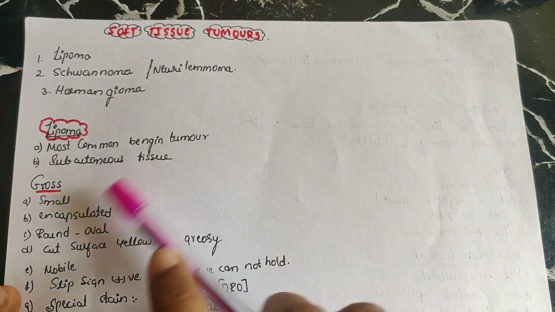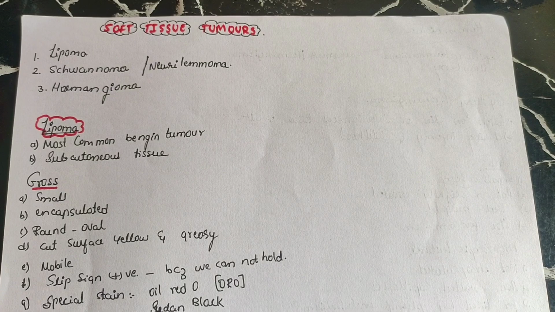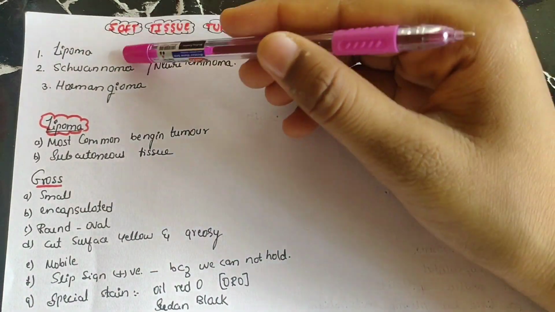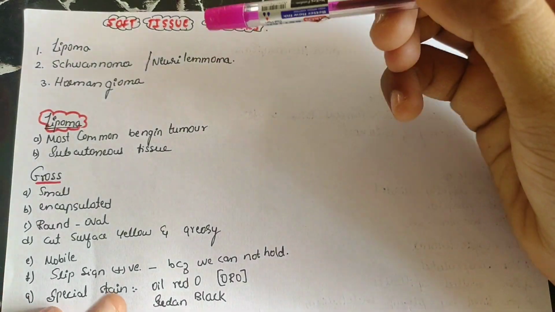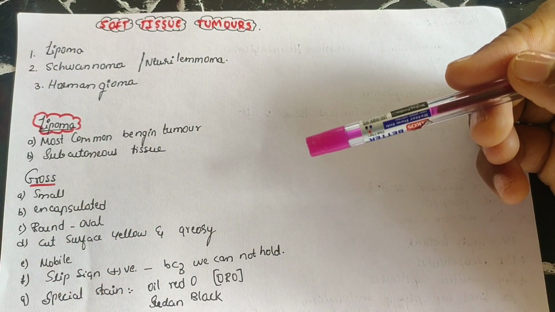In this video, I'll be teaching about soft tissue tumors. Among soft tissue tumors, I'll be teaching about lipoma, schwannoma and haemangioma. Schwannoma is also known as lemmoma. There are two types of tumors, that is benign tumors and malignant tumors.